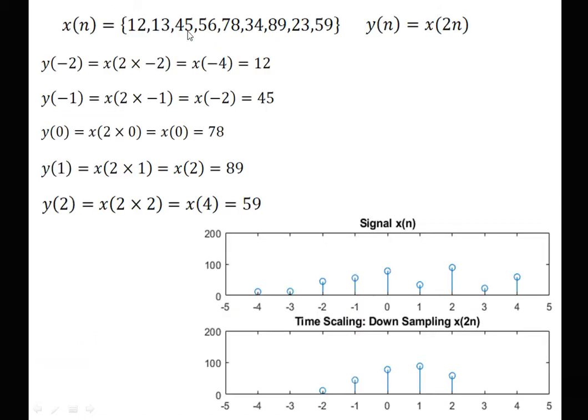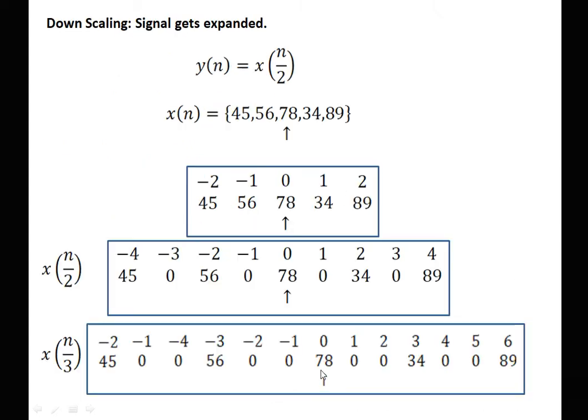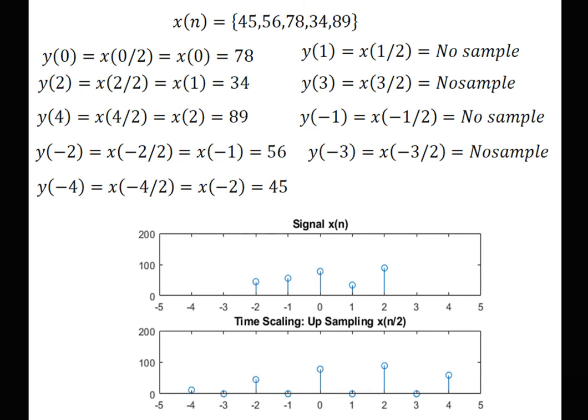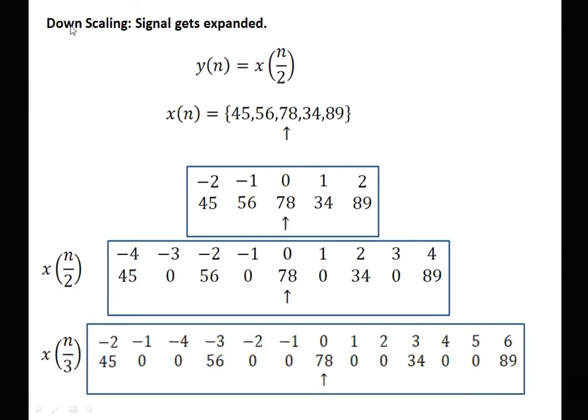Now see, this is the manual operation that is for every signal. So we just require to apply all the values and we can check that we are getting only half of the signal. So this is signal x of n and this is the down signal. Sorry, this is upscaling. Upscaling, signal gets expanded. y of n is equal to x of n by 2.